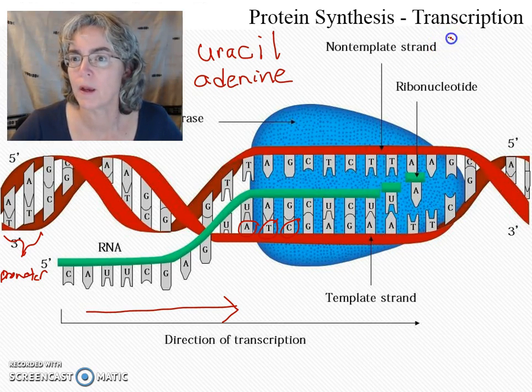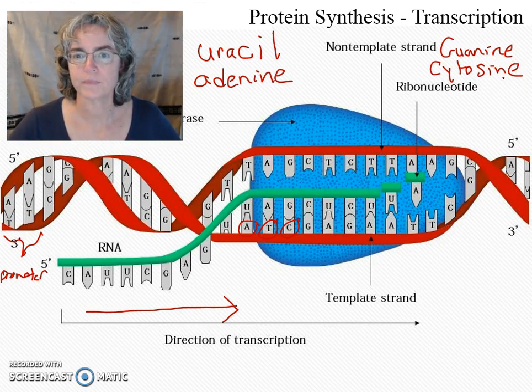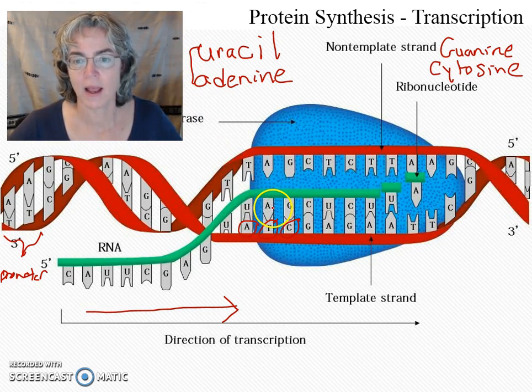So guanine and cytosine. What we've got right here is our RNA polymerase matching up a uracil with an adenine, like we've got right there, an adenine to a thymine, a guanine to a cytosine, to a guanine, uracil to an adenine, cytosine to a guanine, to make this RNA strand.